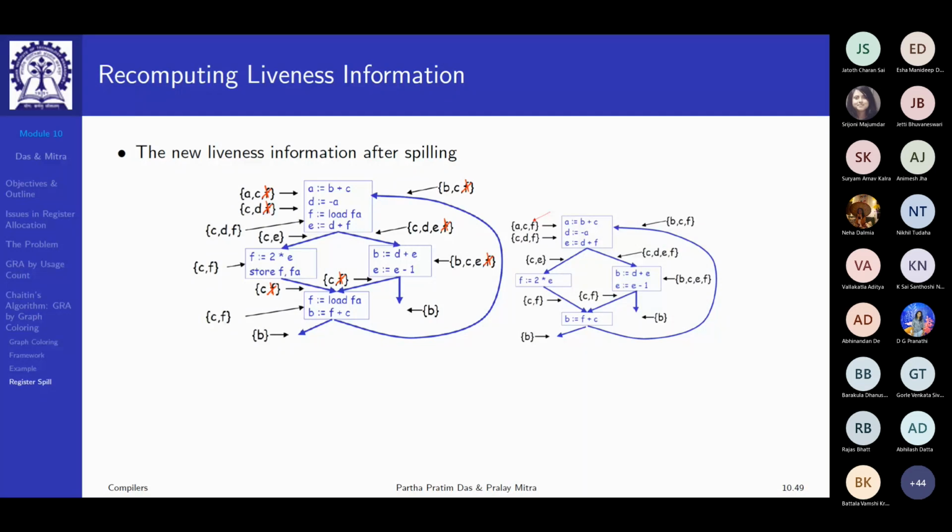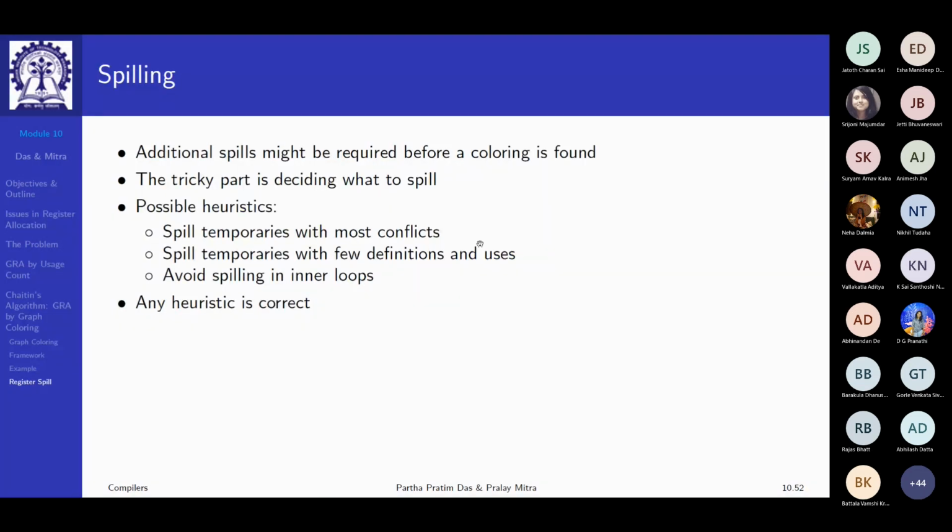So this is the second heuristic. The first is to get maximum benefit by reducing the maximum number of conflicts. The second heuristic is to minimize loads and stores by choosing variables with fewer definitions and uses. And certainly the last but the most important heuristic is we should not spill variables which are in the inner loop.